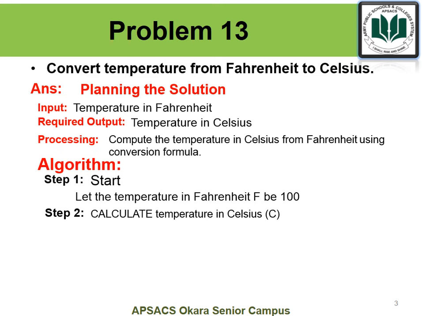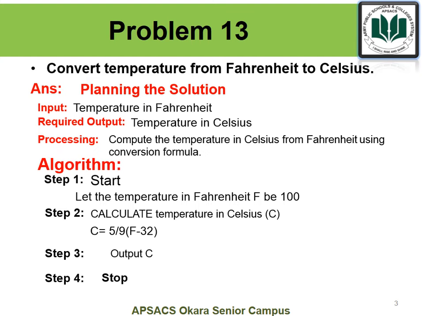Step number 2, calculate temperature in Celsius. We will use the formula to calculate the temperature in Celsius from the Fahrenheit. The formula is C equals 5 upon 9 into (F minus 32). So this is the formula that you will use to calculate the temperature from Fahrenheit to Celsius. After that, output will be C, which means output of temperature in Celsius. Then the last step is stop, step number 4.